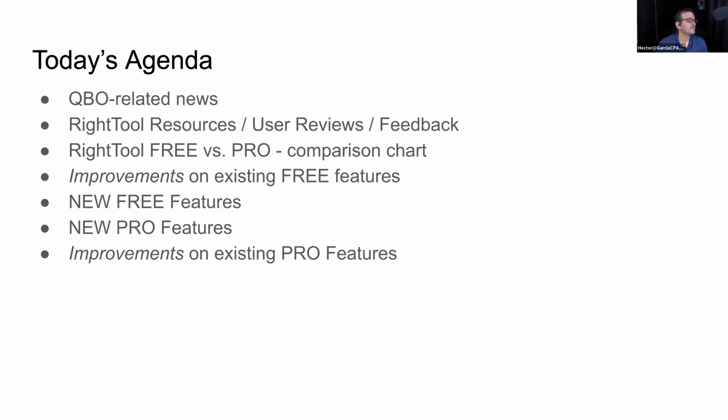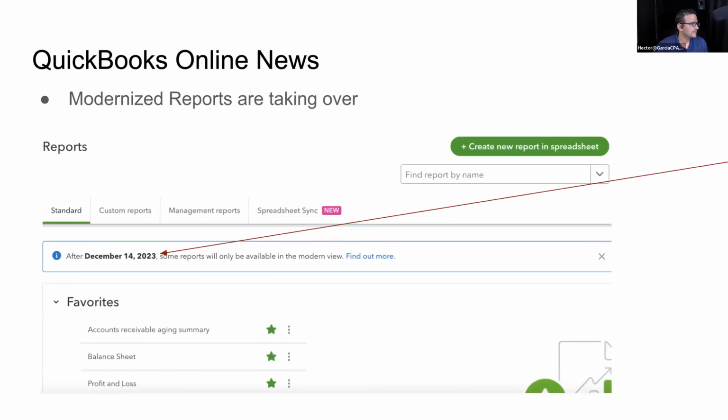Then we're going to jump into improvements on existing free features. Then we'll talk about the new free features that were added in December. Then the new pro features that were added in December. And then we'll end it with what improvements we added to existing pro features that were already there prior to this webinar. So with that being said, let's talk about the most important QuickBooks Online related news.